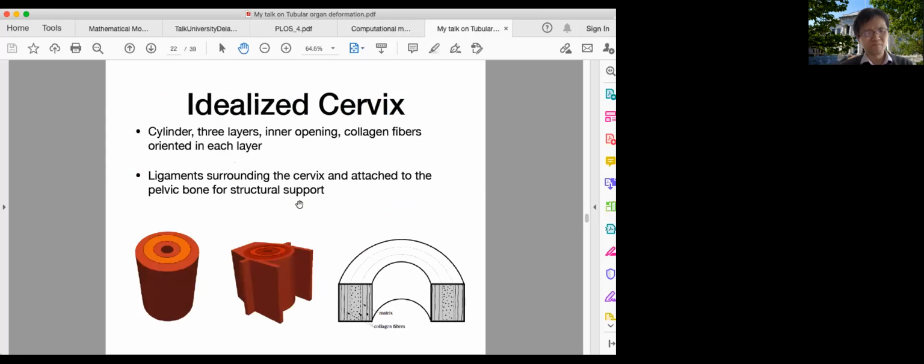For this one, again, we start with the idealized cervix. So three layers, cylinder. We can also add the ligaments around the cervix. Ligaments just attach the cervix to the body. And there are also fibers. You can see 3 layers. In the inner layer, there are fibers in the axial direction. Also, in the middle layer, they are in the circumferential direction. The outer layer is also in the axial direction.